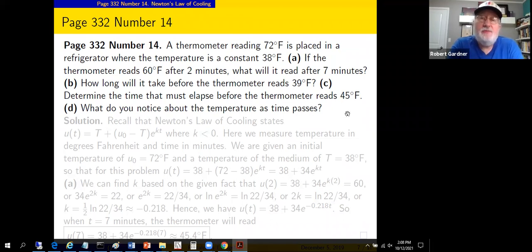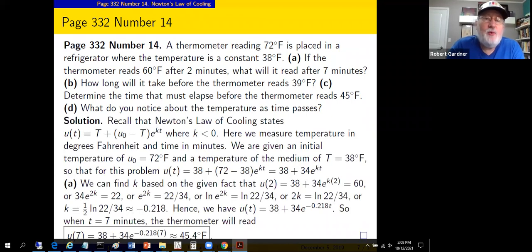What do you notice about the temperature as time passes? What do you think you're going to notice? You put a warm thermometer in a cold refrigerator, the thermometer is going to have a temperature that decreases. That's going to approach the 38 degrees of the refrigerator. So we'll start with Newton's law of cooling. U of t equals T plus U sub 0 minus capital T, e to the k lowercase t. Capital T is some constant temperature. In this case, it's that 38 degrees, the temperature of the refrigerator. That's the medium. Lowercase t is the unknown time.